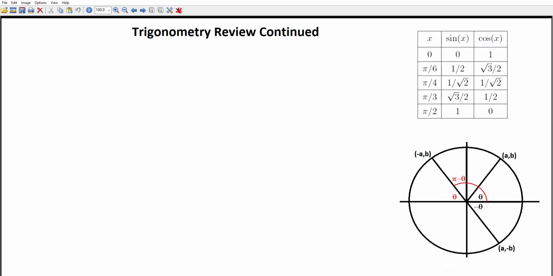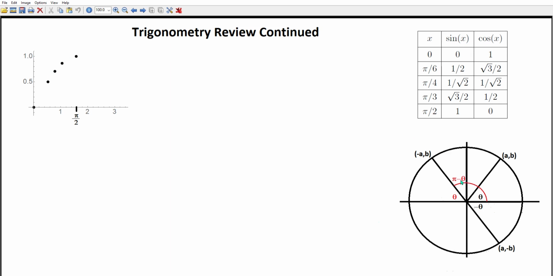Let's look at the graphs of some trigonometric functions, and let's start with sine x. We can see from the table here that when x goes from 0 to pi over 2, and those are the first quadrant angles, the sine values go from 0 up to 1. If we plot those values from the table on a graph, we get this.